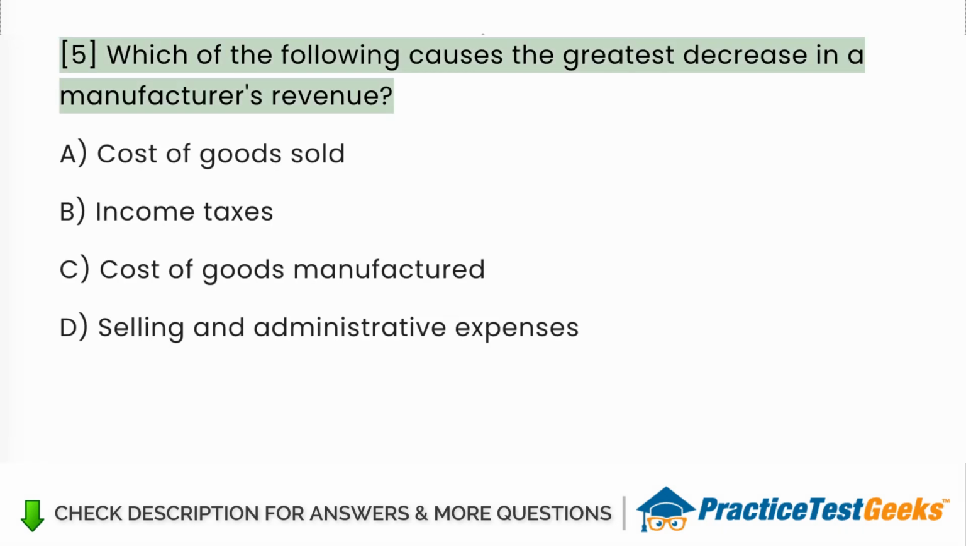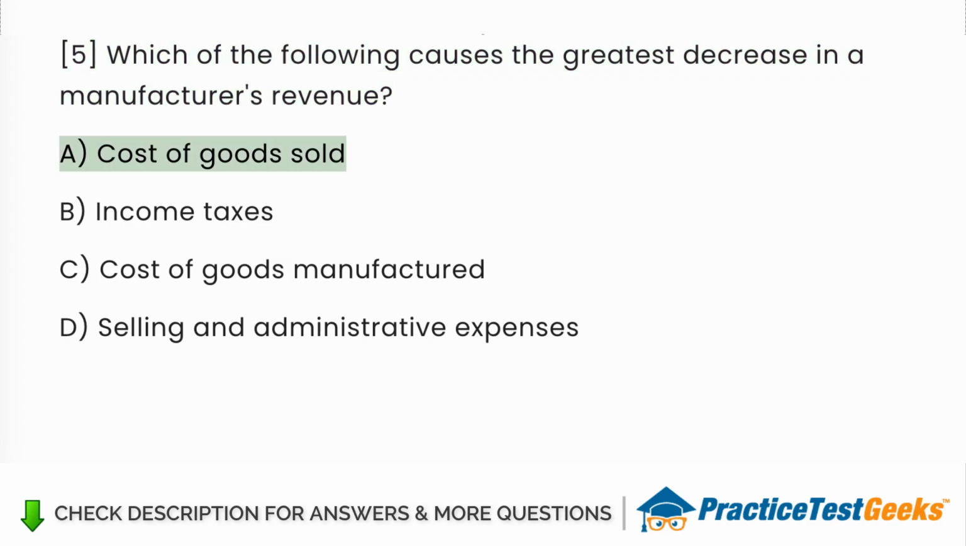Which of the following causes the greatest decrease in a manufacturer's revenue? A. Cost of goods sold. B. Income taxes. C. Cost of goods manufactured. D. Selling and administrative expenses.